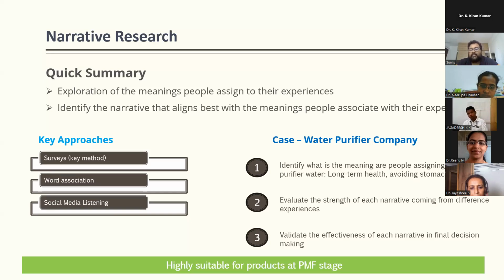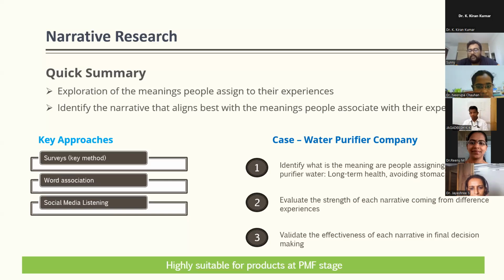Identify what meaning people are giving to the water purifier. You tell them water purifier, and identify what they're associating with it at the very core. Is it long-term health, or is it avoiding a stomach upset, or is it a status symbol at home because it is in the kitchen and all of that? So you identify what is the top USP.